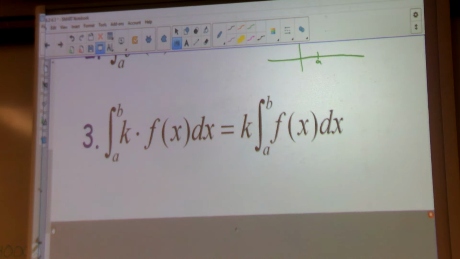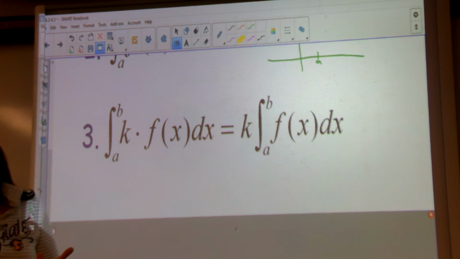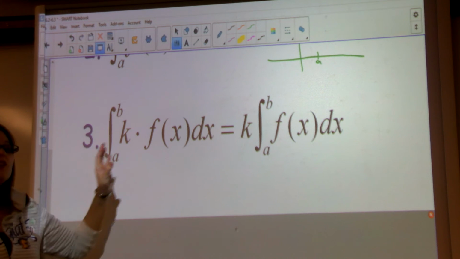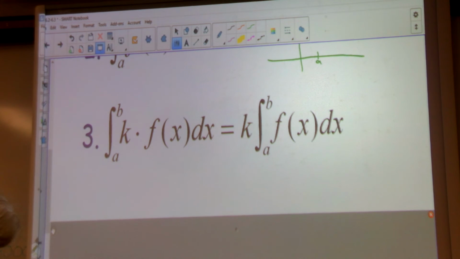This is going to come in handy when we do integration by parts and substitution. You can take the constant out, which sometimes makes the function easier to integrate. Then when you're all done, multiply by the constant at the end. Okay, very, very big rule we're going to be using a lot there.